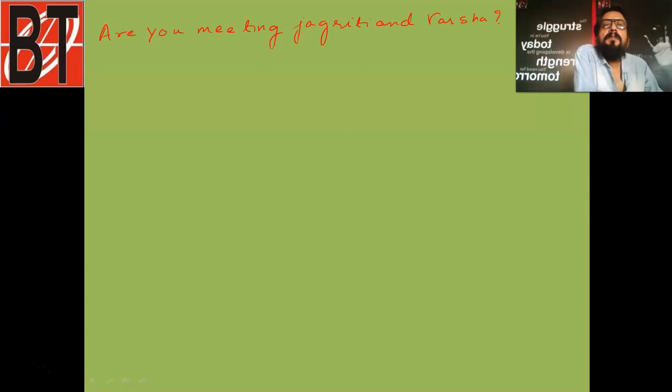Now, when you ask a common question, are you meeting Vijay and Rohan, are you meeting whatever the name is. But when you are answering, you are not saying, yes, I am meeting Jagriti and Varsha, or no, I am not meeting Jagriti and Varsha. Instead of saying Jagriti and Varsha, you will use them. Okay, so let us say your answer is yes. Yes, we are meeting them at noon.